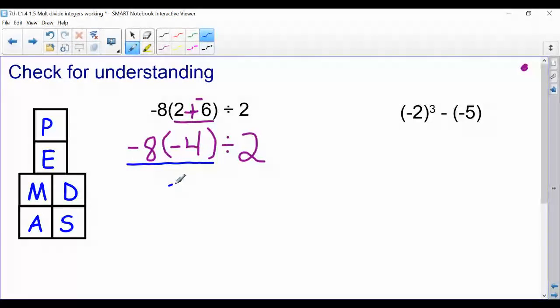8 times 4 is 32. Negative times a negative is positive. So we have 32, then we need to bring down the divided by 2. And 32 divided by 2 is 16.